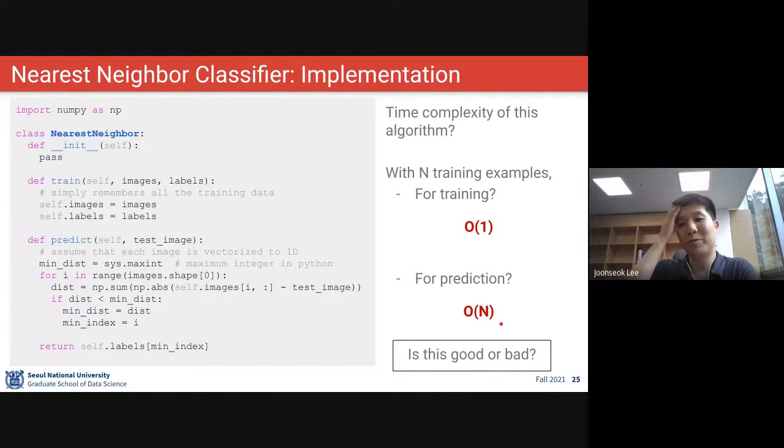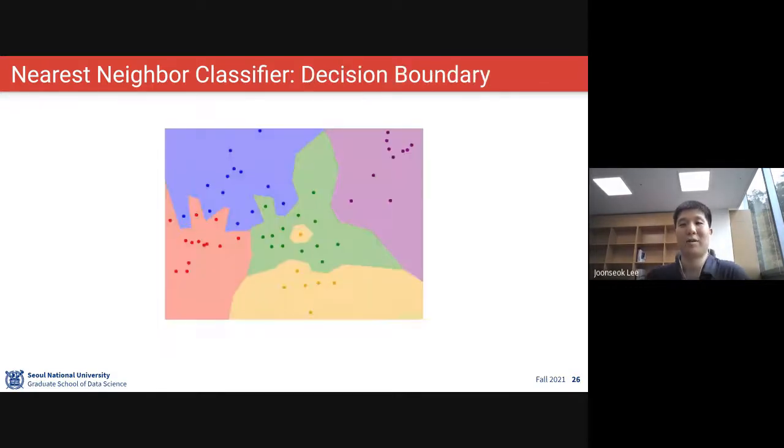We need to compute and output these nearest neighbors or whatever in real time in most actual services. So usually it is acceptable to have some more complex and slow training, but the prediction needs to be fast. So nearest neighbor is not a good classifier in real production. Anyway, this works, especially on small data sets. It's okay. So let's see the decision boundary.